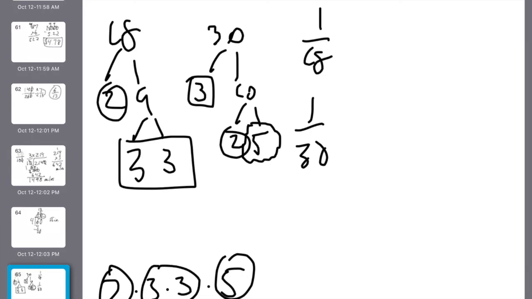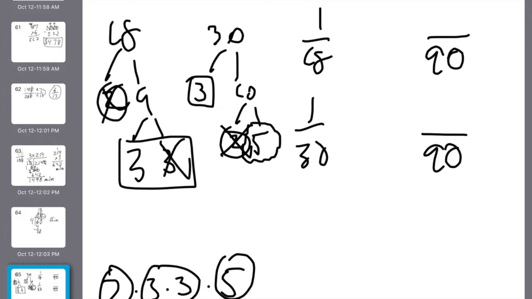So 2 times 5 is 10. 3 times 3 is 9. 9 times 10 is 90. So that's how I found common denominators. Now the other thing you can do is you can cross out what you use. So I cross out this 2 here, I cross out this 2 here.